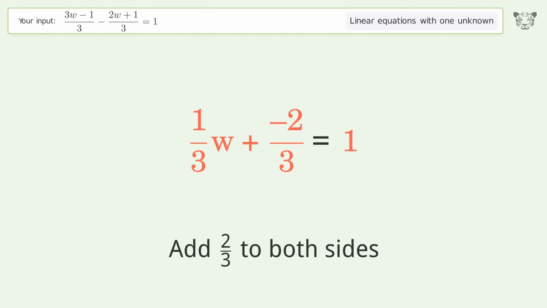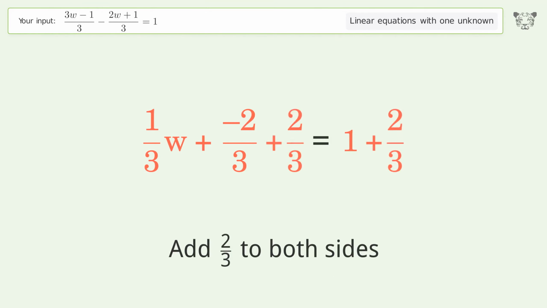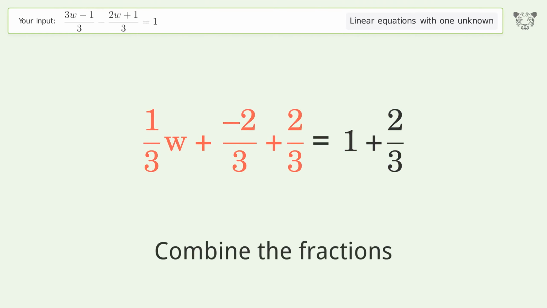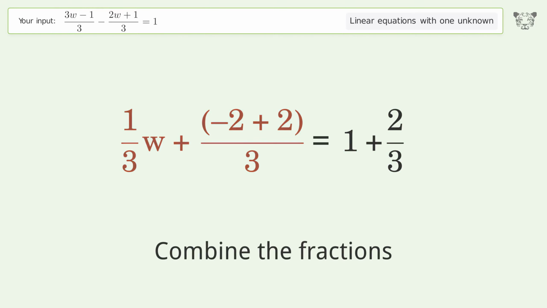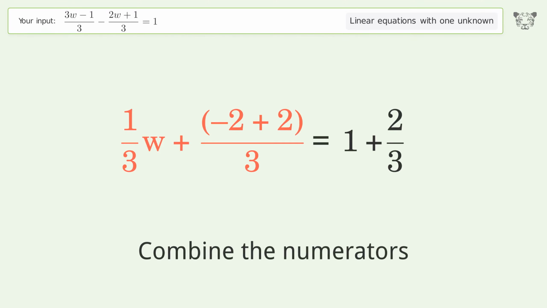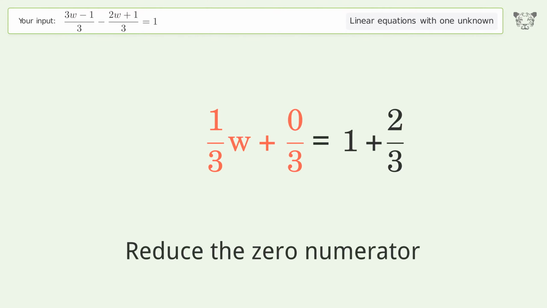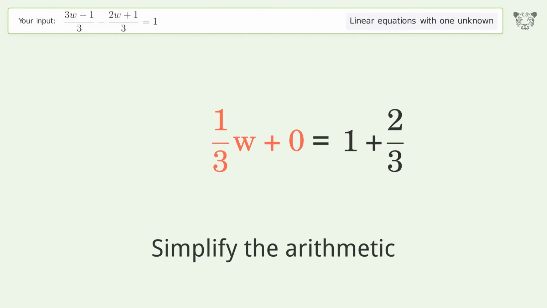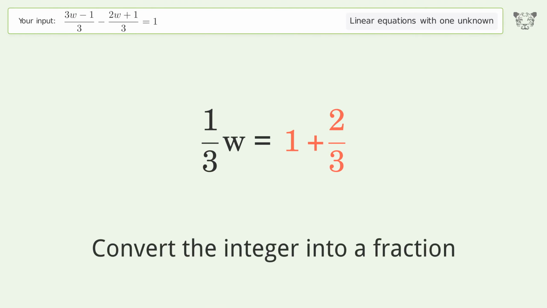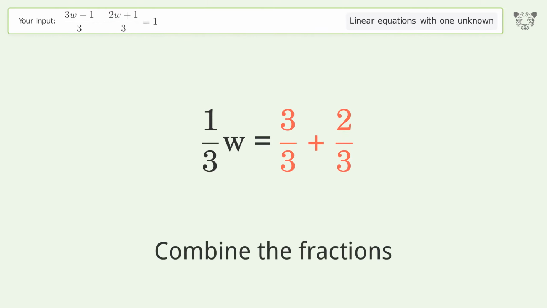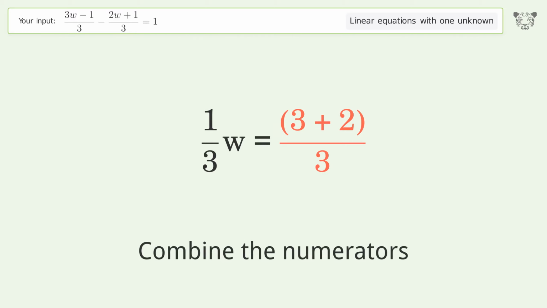Add 2/3 to both sides. Combine the fractions. Combine the numerators. Reduce the zero numerator. Simplify the arithmetic. Convert the integer into a fraction. Combine the fractions. Combine the numerators.